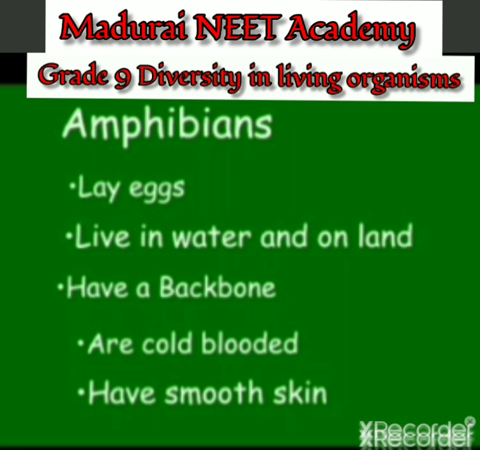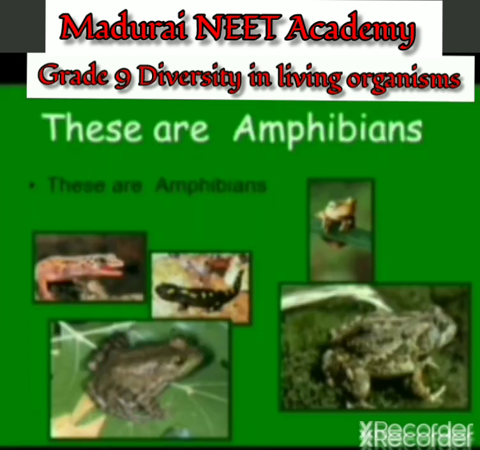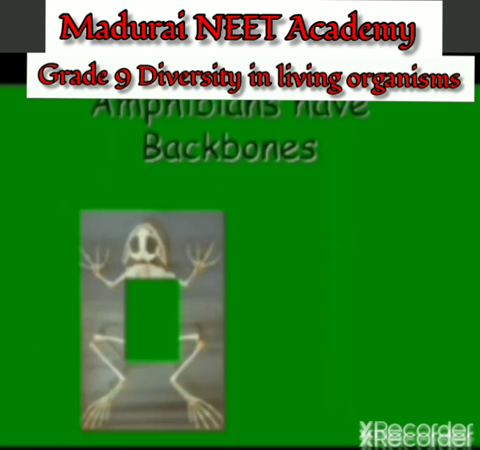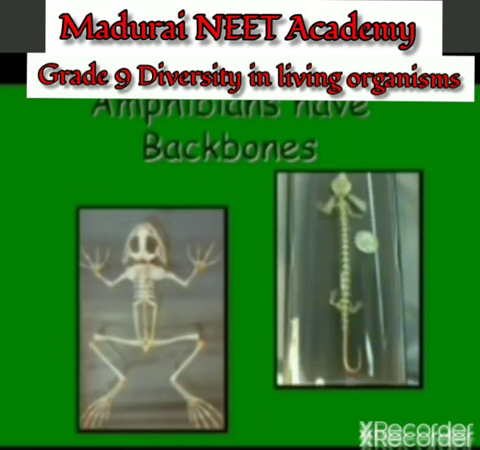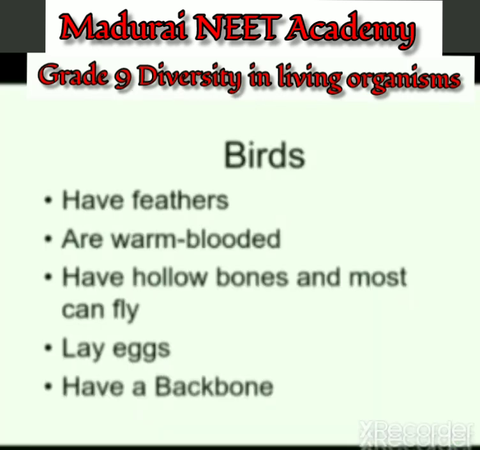The next class is the amphibians. Amphibians are those which live on both water and land, and they lay eggs to produce their offspring, and they are also cold-blooded, but they don't have scales, they have smooth skin. A good example is the frog. They also have backbones. So these all come under vertebrates.